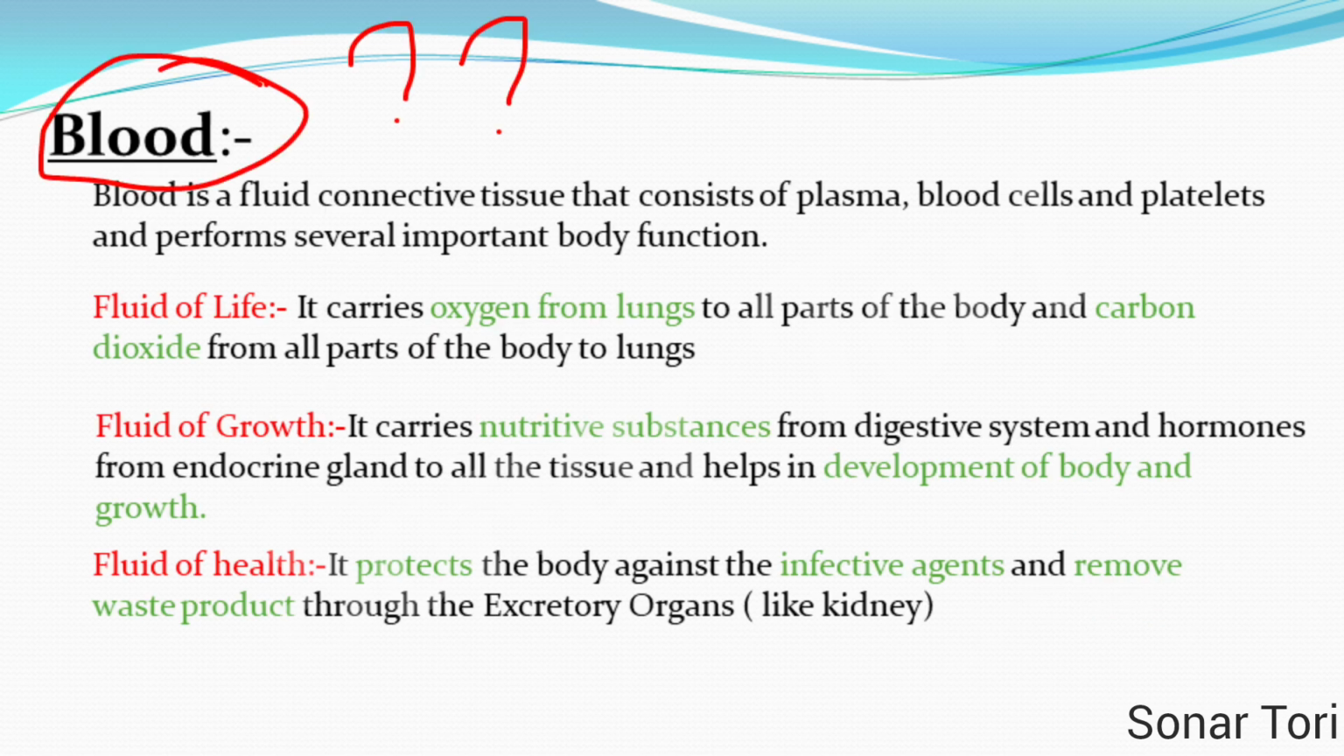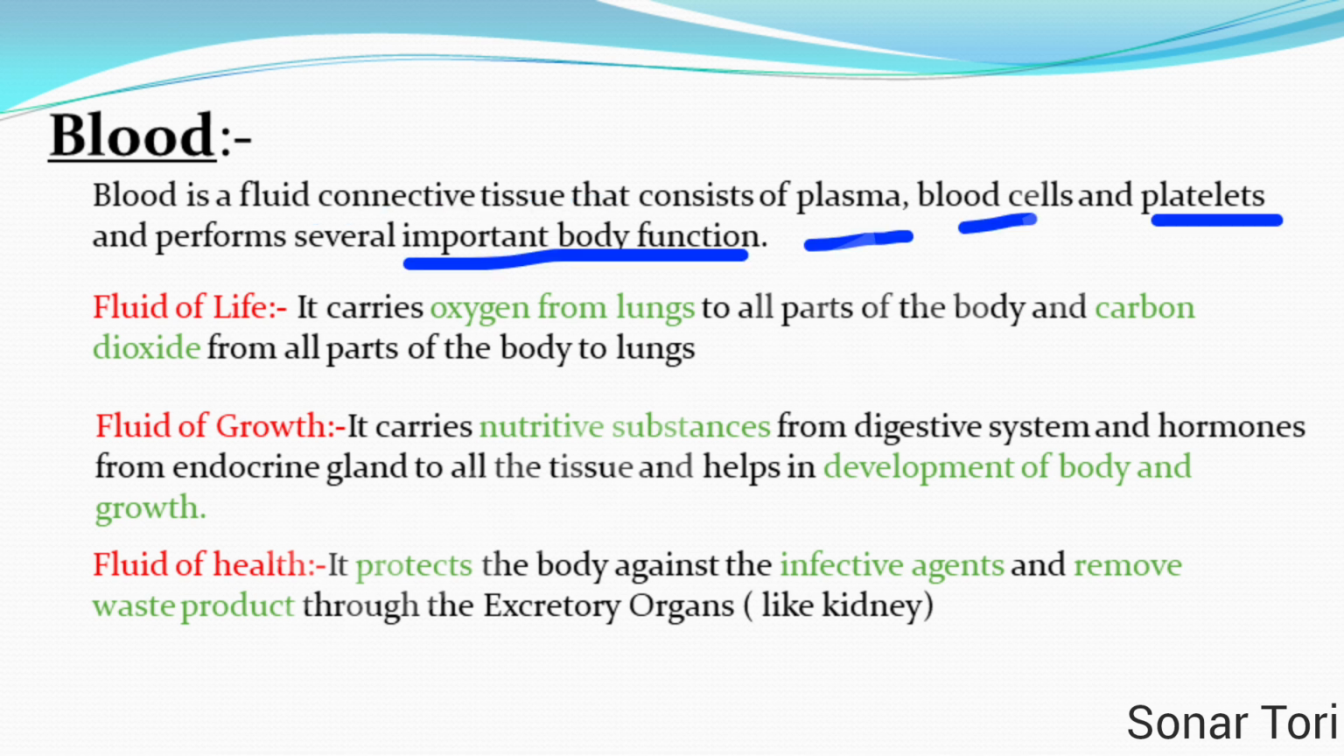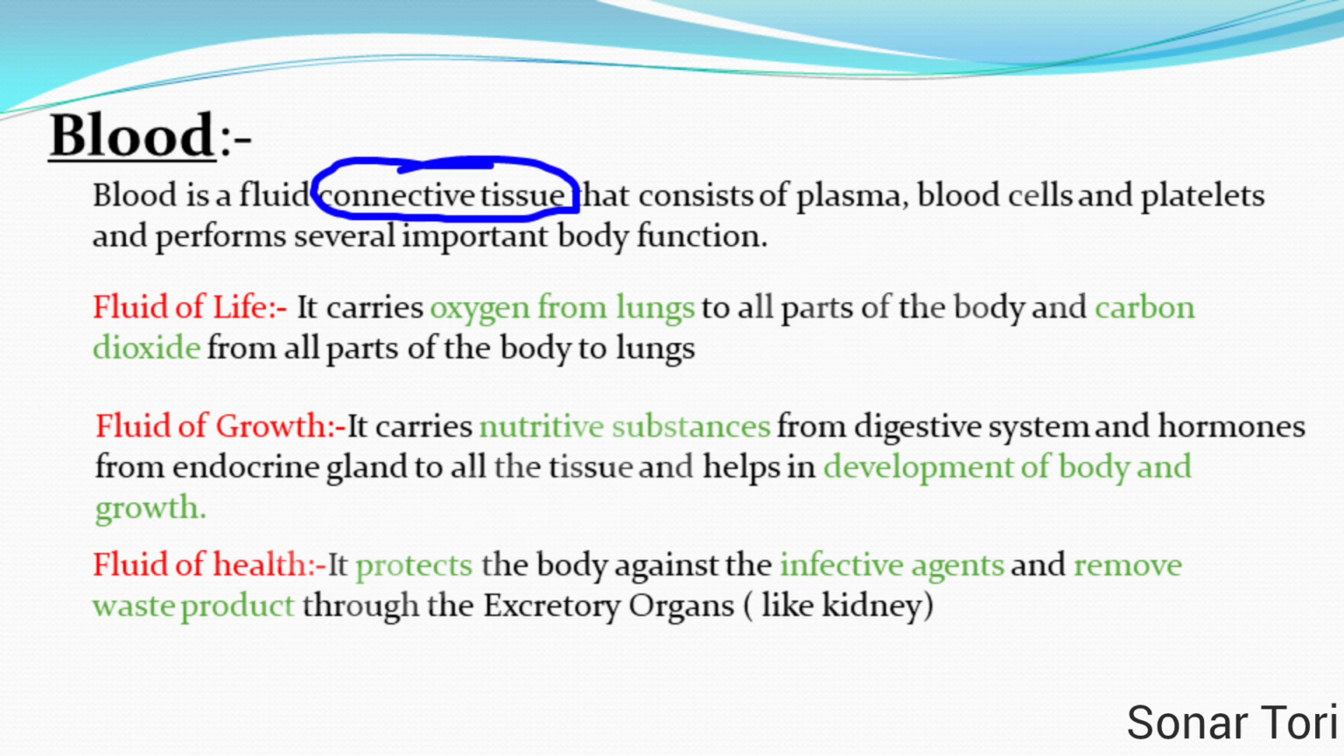First of all, what is blood? Blood is a fluid connective tissue that consists of plasma, blood cells, and platelets, and performs several important body functions. So, in a short definition, blood is called fluid connective tissue. It's called connective tissue because it can connect between two organs.